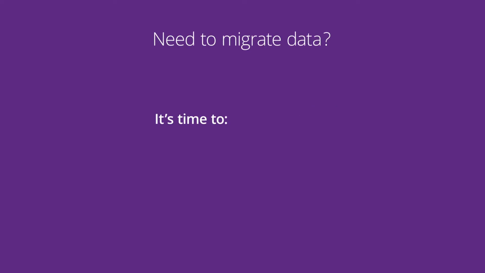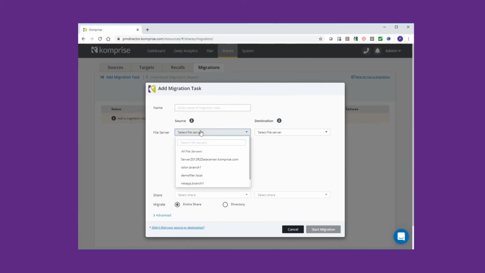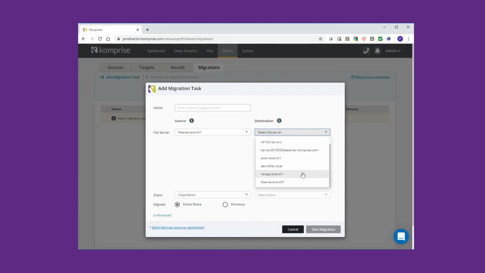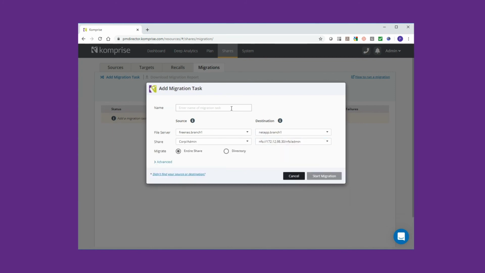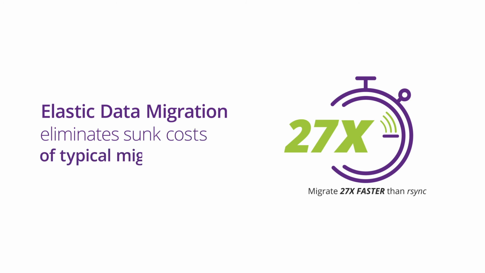But that's not all. Let's say you just want to move data from one storage to another. Komprise makes migrating data easy. Just pick your source and destination, and with the click of a button, Komprise does the rest quickly. With Komprise Elastic Data Migration, you can migrate fast and reliably over a LAN or a WAN.